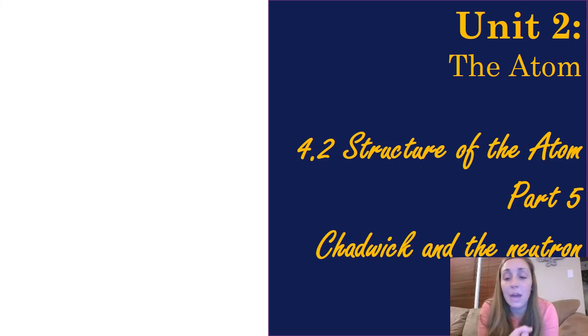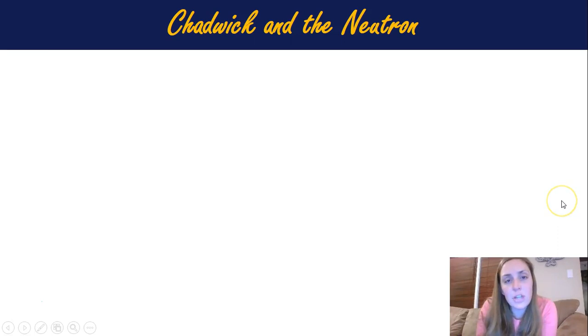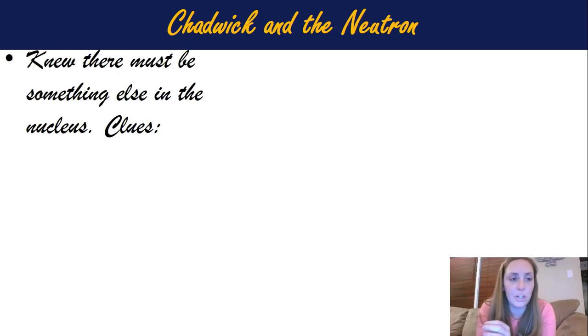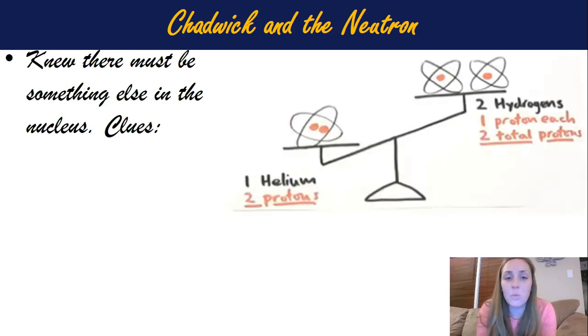So this is Chadwick, and he figured out our last subatomic particle that we really talk about in high school chemistry, which is the neutron. So a lot of what Chadwick did, besides in the lab, we're going to talk about just what he did with logic. So first, he knew that there must be something else in the nucleus, and the first way he knew that is based on the mass. So we know that most of the mass comes from protons and neutrons. So if you don't know that neutrons exist, then you think all the mass must come from protons.